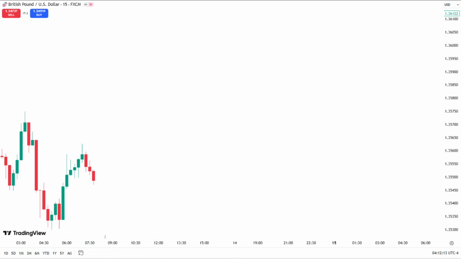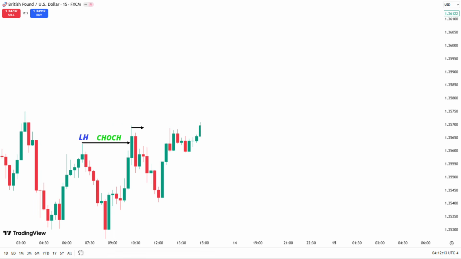Now let's take another scenario, this time on the GBPUSD 15-minute chart. Price has been trending lower, but eventually breaks a prior lower high. That's our CHOCH to the upside. Soon after, it pushes and breaks another high, confirming a BOS and establishing bullish intent.